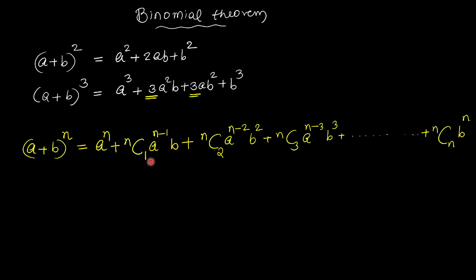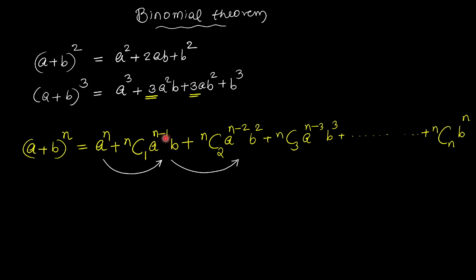And about a and b, I will tell you. The first term is a raised to n. If you go to the second term, the power of a is reduced by 1. As the power of a is reduced by 1, the power of b is increased by 1. Meaning that there is no b in the first term; here a new b has come. So the power of a decreased by 1, but the power of b increased by 1. You can see the same pattern if you move from second to third.